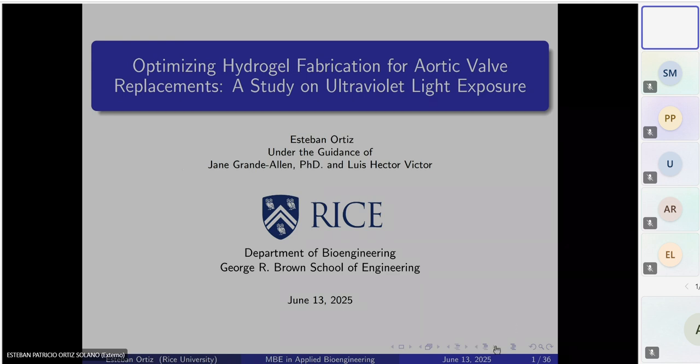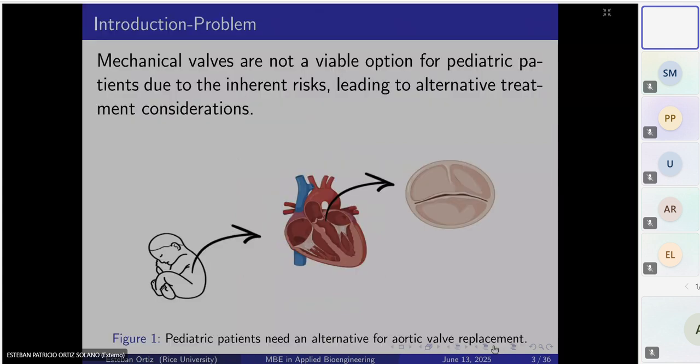So, what is important to study this topic? Well, mechanical valves are not viable options for pediatric patients. Something that happens frequently, not just in Ecuador, in general in South America, is many babies are born with a defect in the heart. Sometimes with this defect we need to replace a specific part of the heart. In this case, the aortic valve.